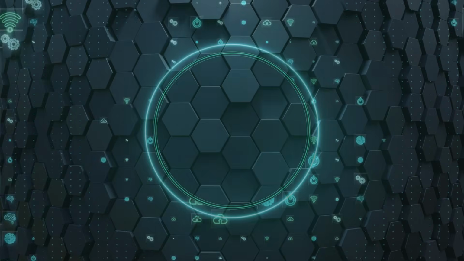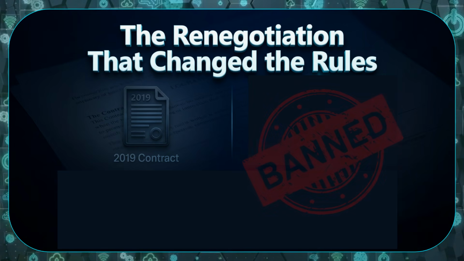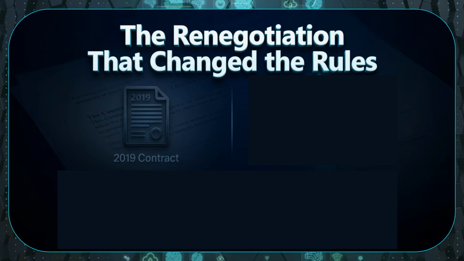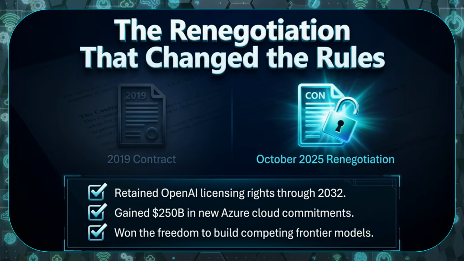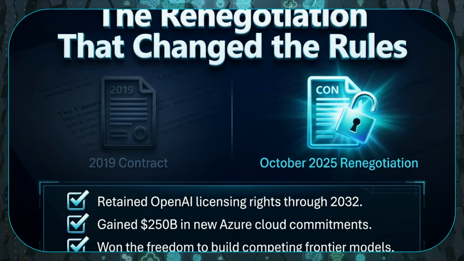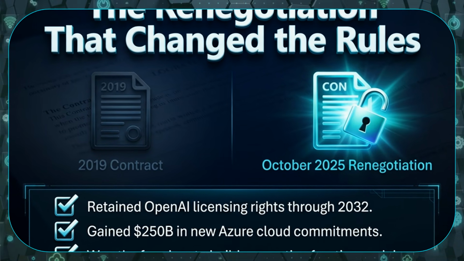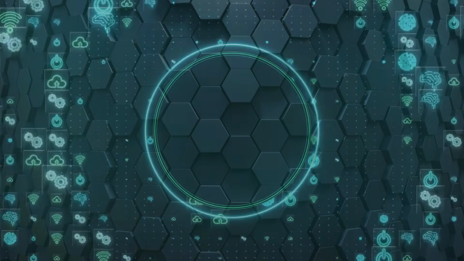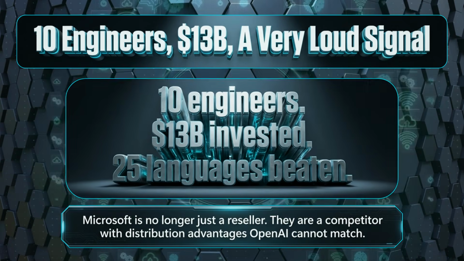Why does this matter? Because until October 2025, Microsoft was contractually prohibited from competing with OpenAI. That renegotiation in October changed everything. Microsoft kept licensing rights to everything OpenAI builds through 2032. It gained around $250 billion in new Azure cloud business commitments, and crucially, it won the freedom to build competing models. What you're seeing this week is the first product result of that new deal, and it was built by a team of 10 people. That's not a coincidence.